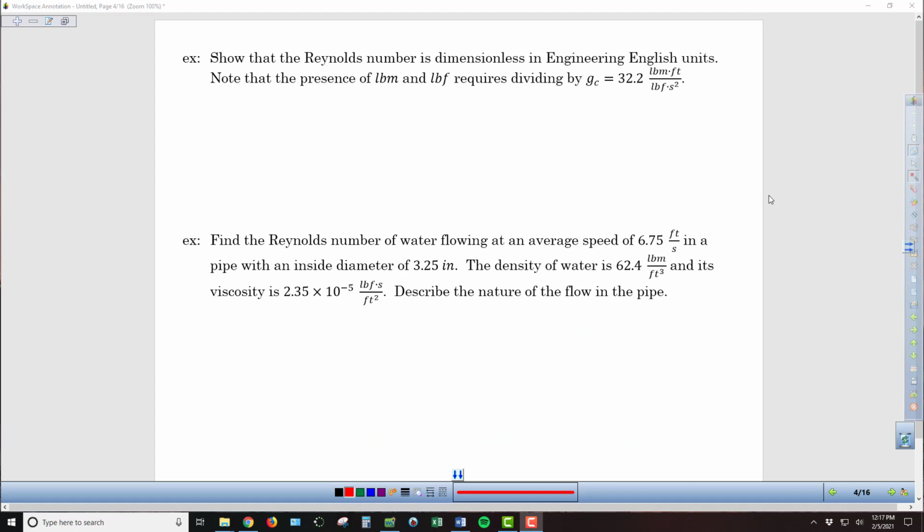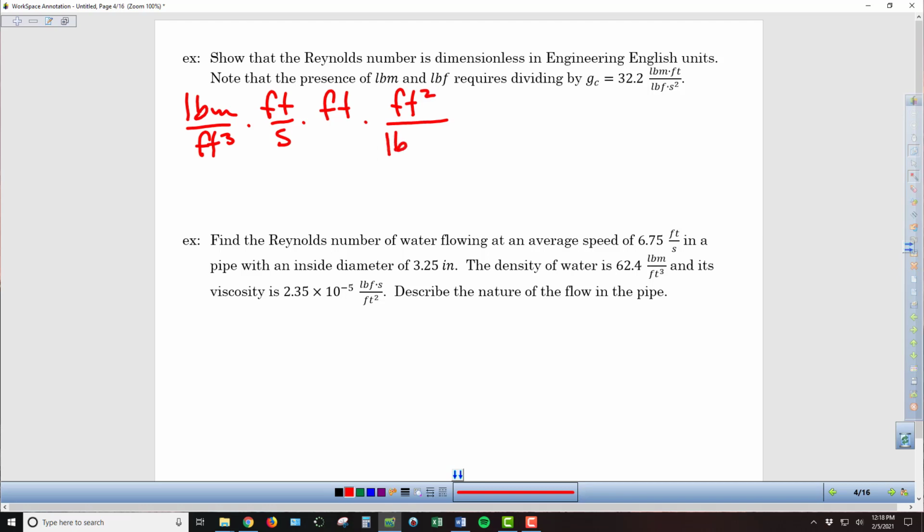We can also confirm that the Reynolds number is dimensionless in English units. So we've got the density is going to be pound mass per cubic foot. The velocity, the speed, is going to be feet per second. Then we've got the distance or the diameter of the pipe, so that's going to be in feet. And then we're going to be dividing by the viscosity, so I'm again going to multiply by the reciprocal, so I'm going to end up with feet squared over pound force times seconds.